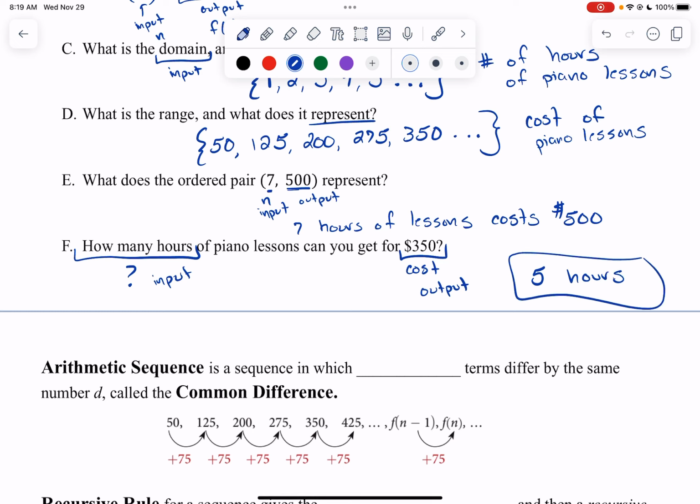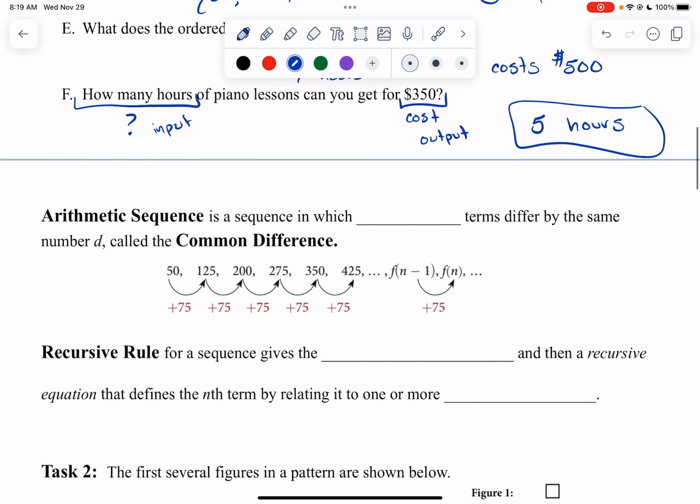All right. So this is just talking about a sequence in general. Now, to talk about an arithmetic sequence. An arithmetic sequence is a special type of sequence in which consecutive terms, so ones that come right after one another, differ by the same number d, called the common difference.